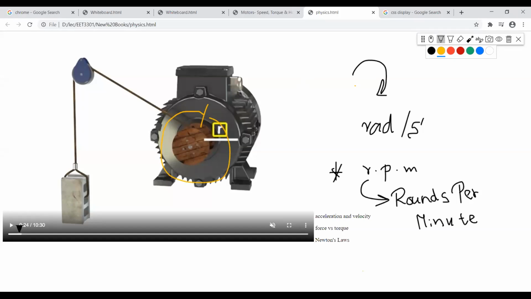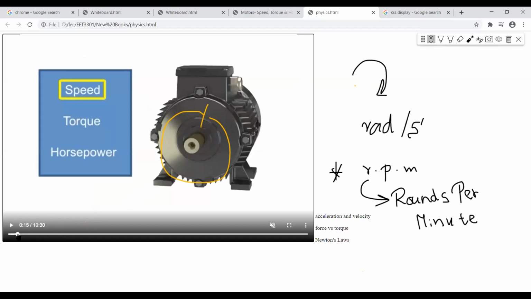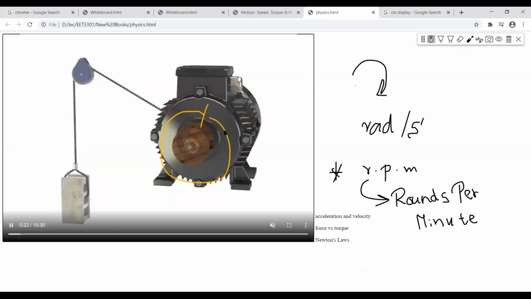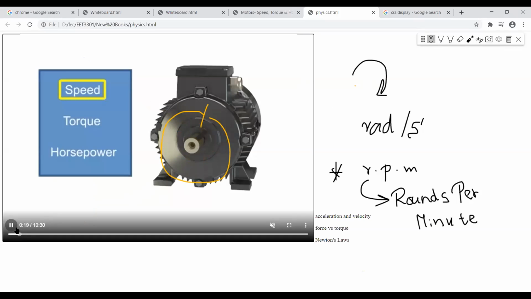So if you look at this motor shaft again, you can see there is a black mark on it. It starts from here and comes back to the same position. If it comes back to the same position, it means one round, and it's going around and around. So you calculate how many rounds per minute, and that is going to be your RPM value.